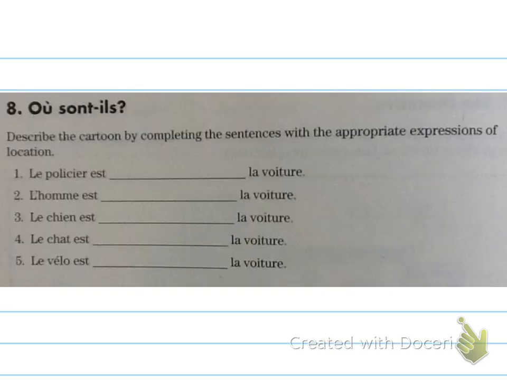And exercise 8, où sont-ils? Where are they? Describe the cartoon by completing the sentences with the appropriate expressions of location. So you're looking at that picture underneath there and putting those prepositions of position. So the policeman is in front of the car, so you would write devant.